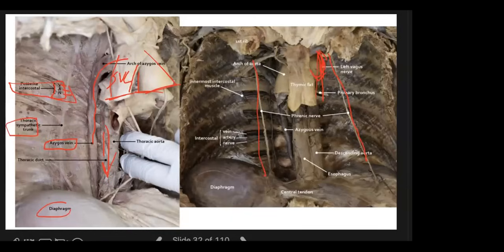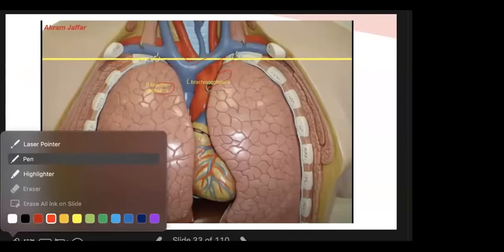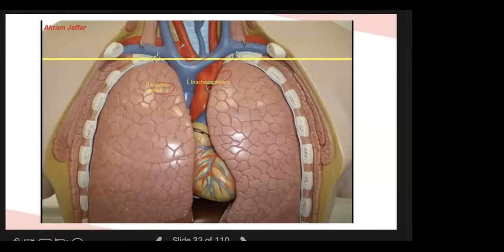Okay. So now we're going to go to the rest of the cross sectionals. This is the reference point. This is what we're looking at. So what do I expect to see in this cross section? I want to see the right brachiocephalic vein. What's this vein right here? This is the left brachiocephalic.